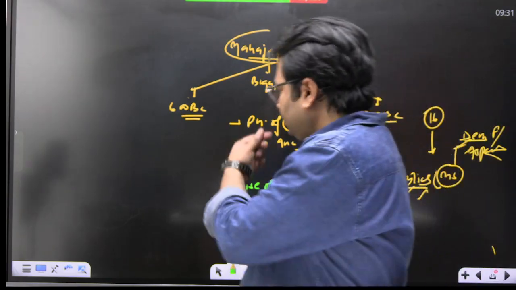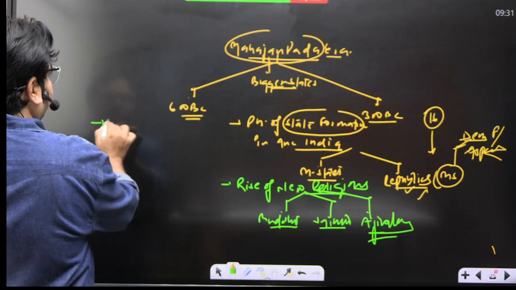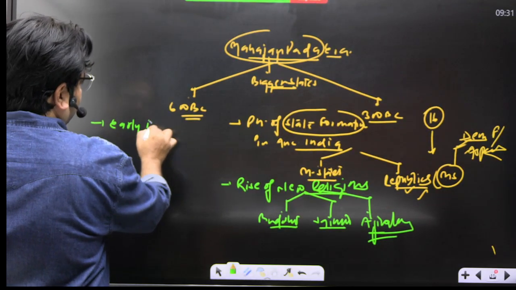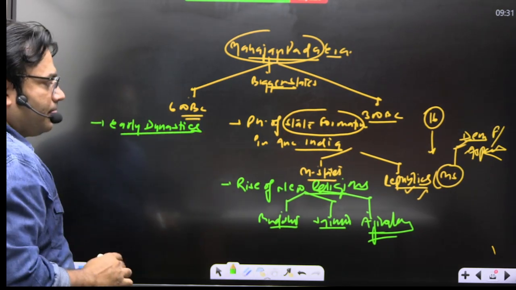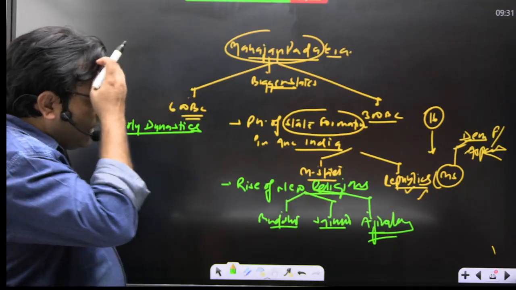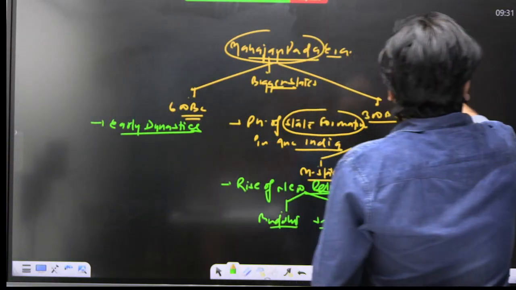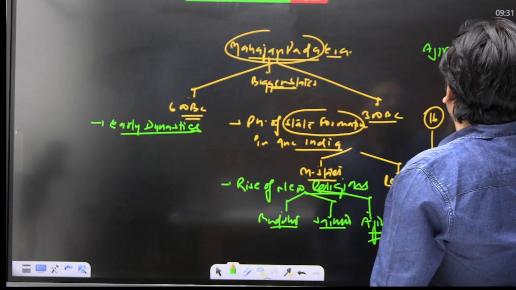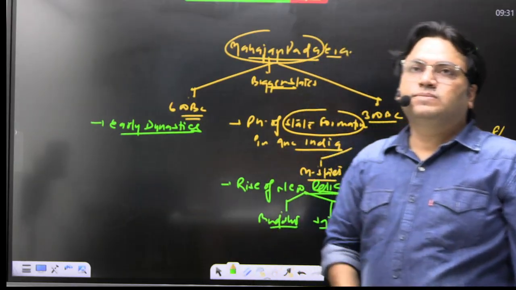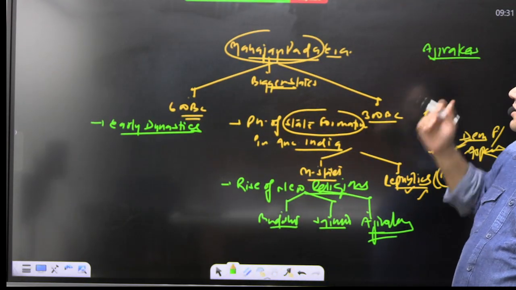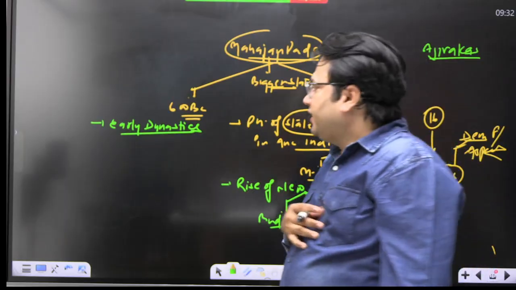Now, the early dynasties were seen here. So we need to understand Ajivaka, these three most important sects: Buddhism, Jainism and Ajivaka. We'll discuss them. Got it?